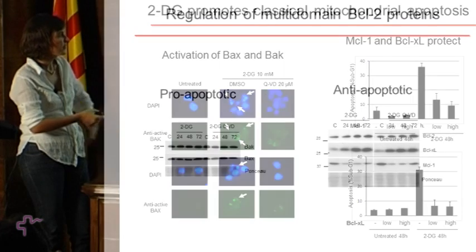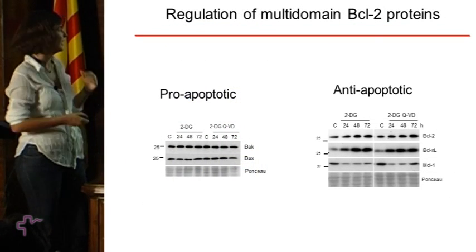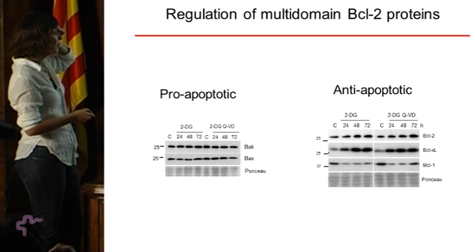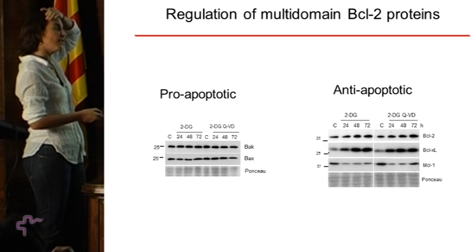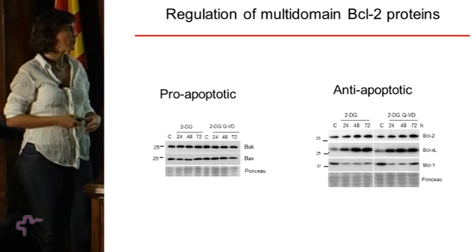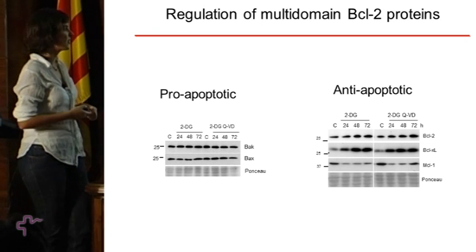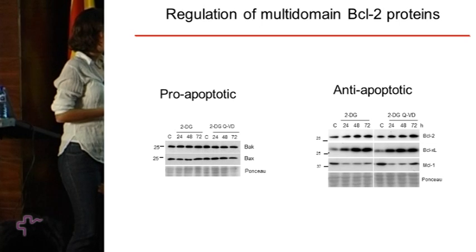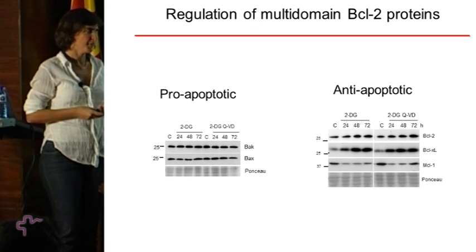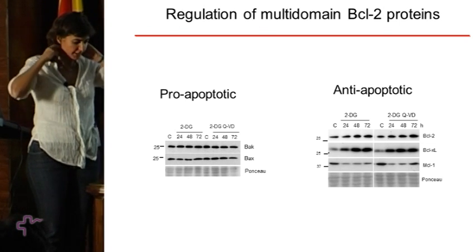Now, trying to analyze levels of these proteins to see if we could get a clue of which ones were the important ones for cell death. BAX and BAK don't change. Now, the anti-apoptotic, funnily enough, BCL2 and BCL-XL go up a lot during cell death, and we don't understand why, because these cells are still sensitive to 2-deoxyglucose. But the one that does go down is MCL1, and this is not a surprise because MCL1 has been shown to be downregulated by glucose deprivation by a group we're collaborating with.